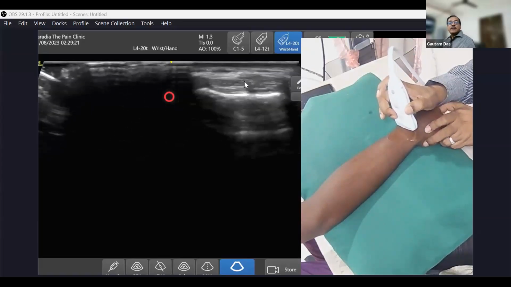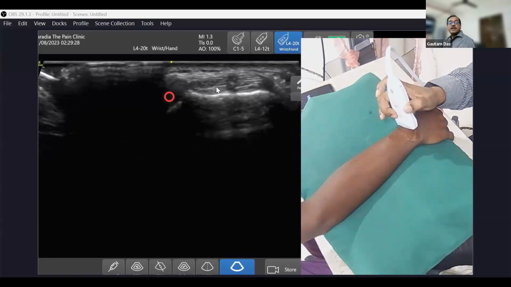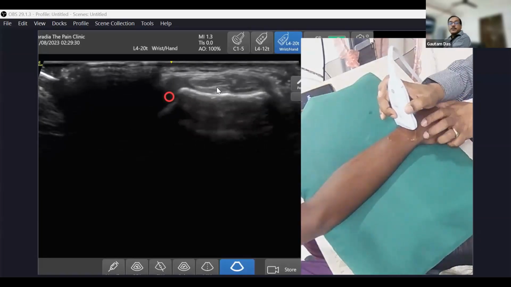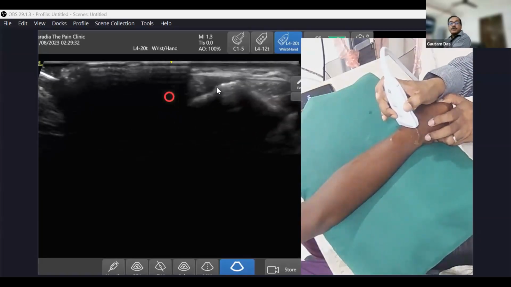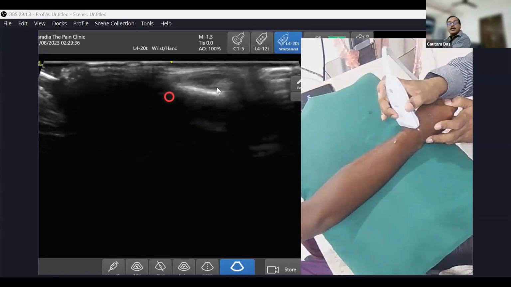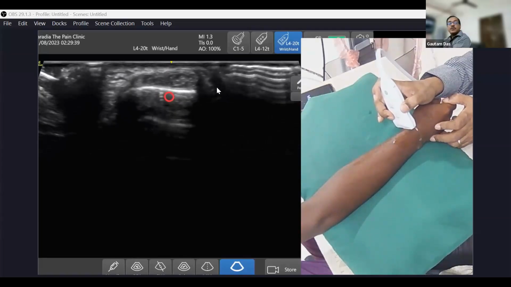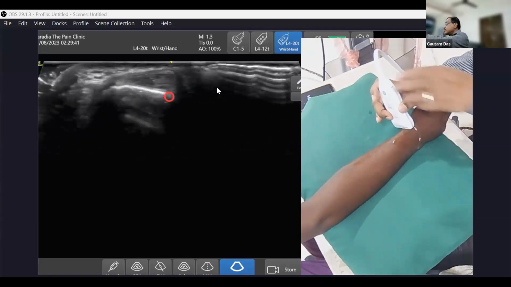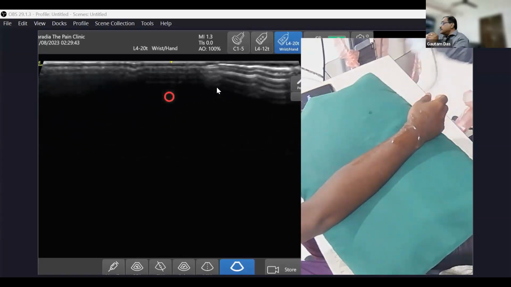Now I can see the second compartment tendons very nicely. This was your extensor carpi radialis longus. This was your extensor carpi radialis brevis. Now I am coming to the first compartment, and here I have to put a lot of gel, otherwise I will not be able to see it nicely. Let me put some more gel there.